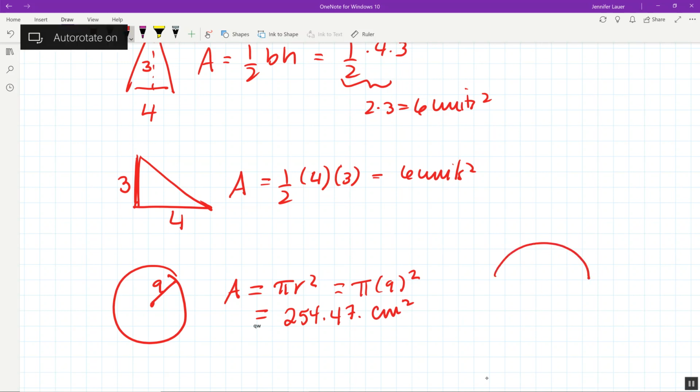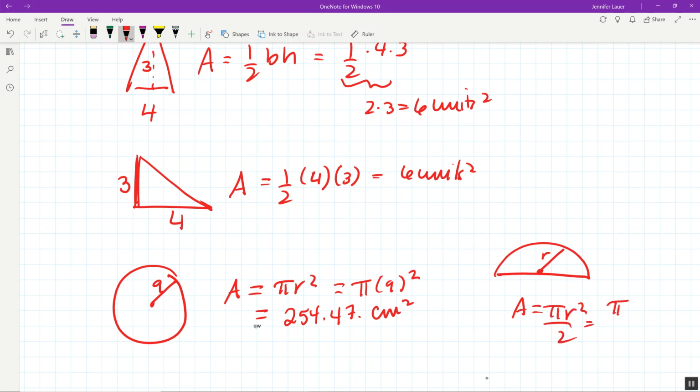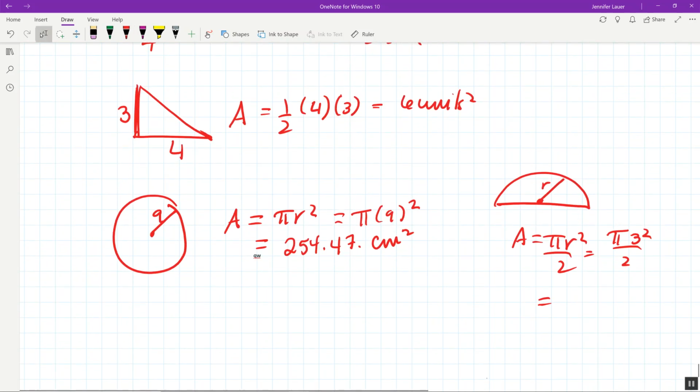Now a semicircle, on the other hand, let's say you have a radius. This is area is equal to pi r squared divided by 2. So you're dealing with it the exact same way, except you're going to just divide the end product by 2. So we would plug into our calculator 9 squared times pi divided by 2, and that's going to give us 127.23, and let's say we're talking about centimeters squared.